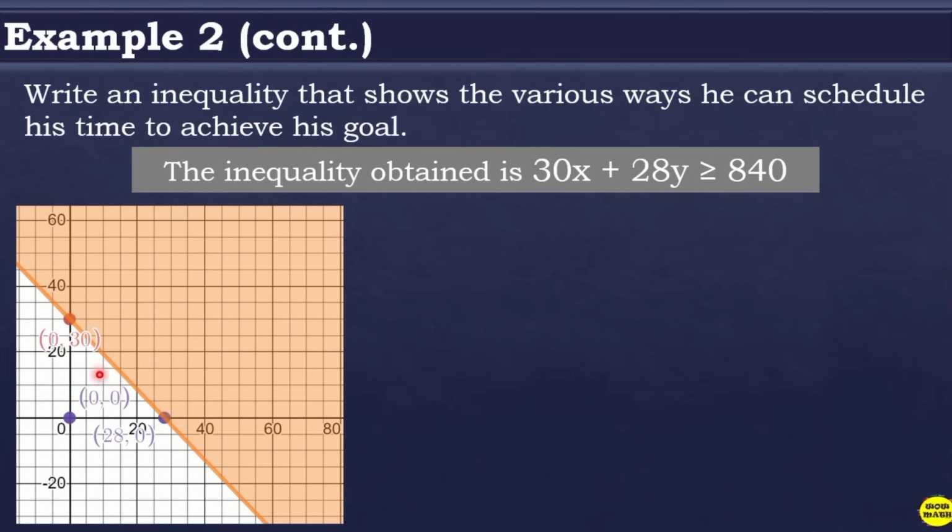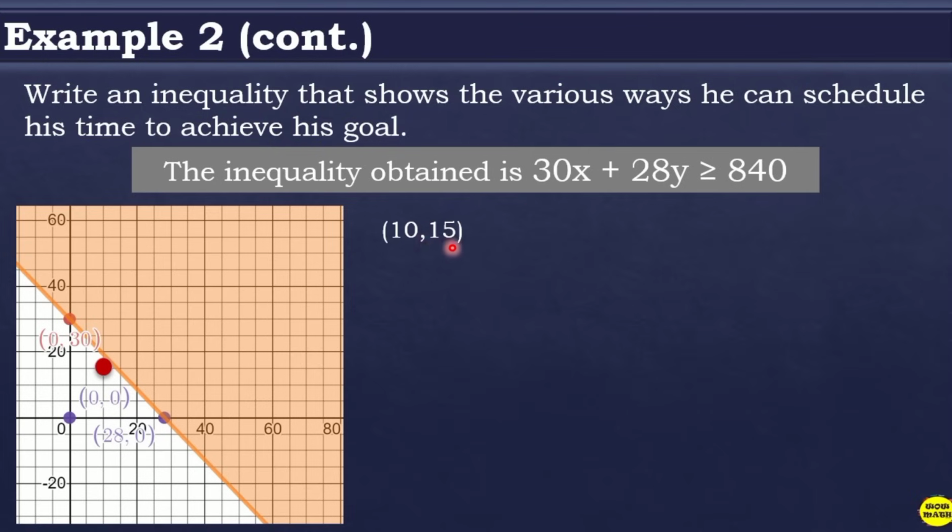Kuha tayo ng isang point outside dun sa shaded region. So, ito. So, anong ordered pair ito? This is, since by 5, 10, 15, 20, so this is 10. 10, and then 10, 20, 5, 10, 15. So, 10, 15. Tama ba? So, 10, 15. Okay. So, kuha tayo ng isang ordered pair na outside dun sa shaded region. So, dapat, since wala siya dun sa shaded region, let's see, dapat mag-result siya sa false.